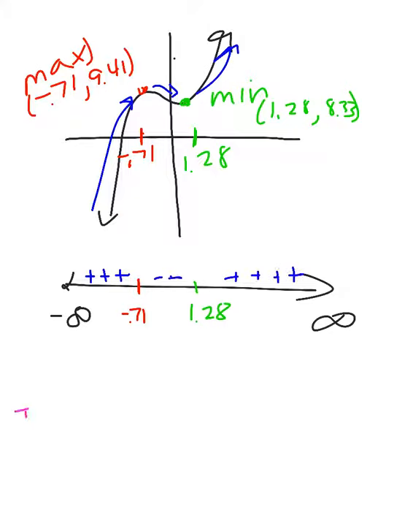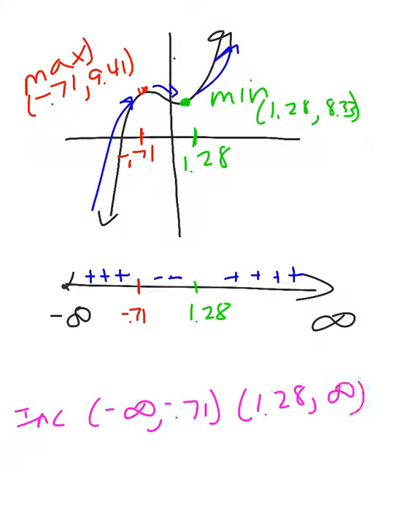So it is increasing from negative infinity to negative 0.71. And it's also increasing from 1.28 to infinity. And it's decreasing from negative 0.71 to 1.28.